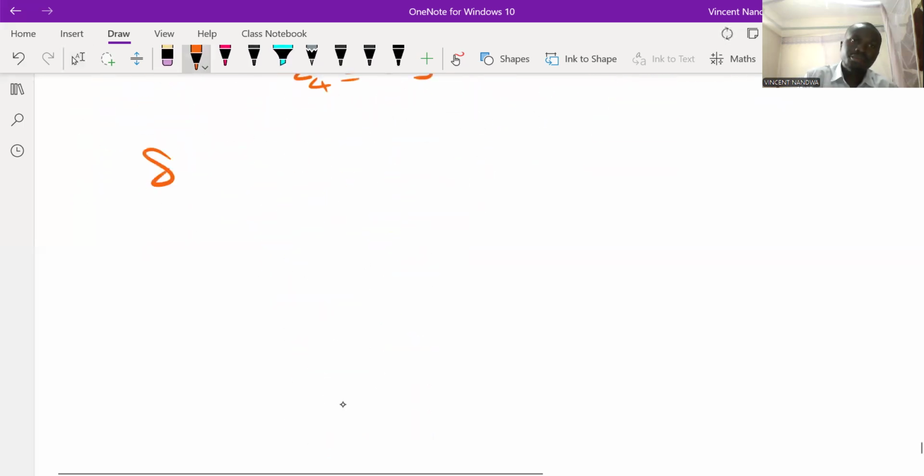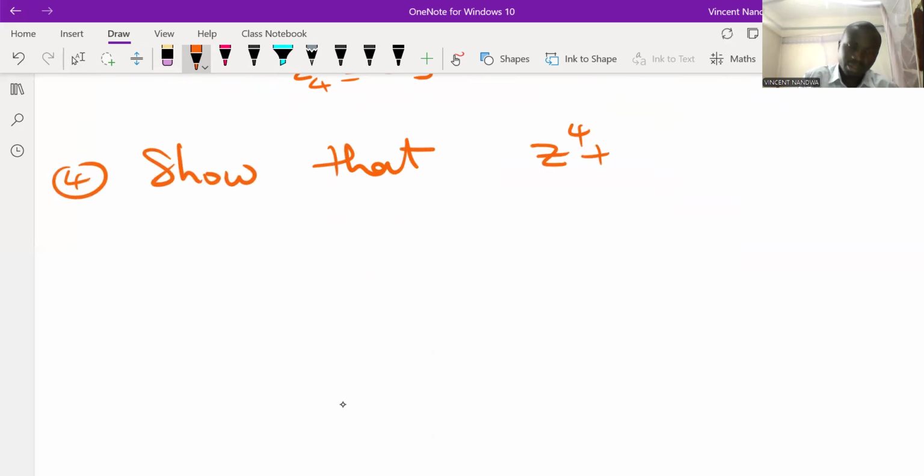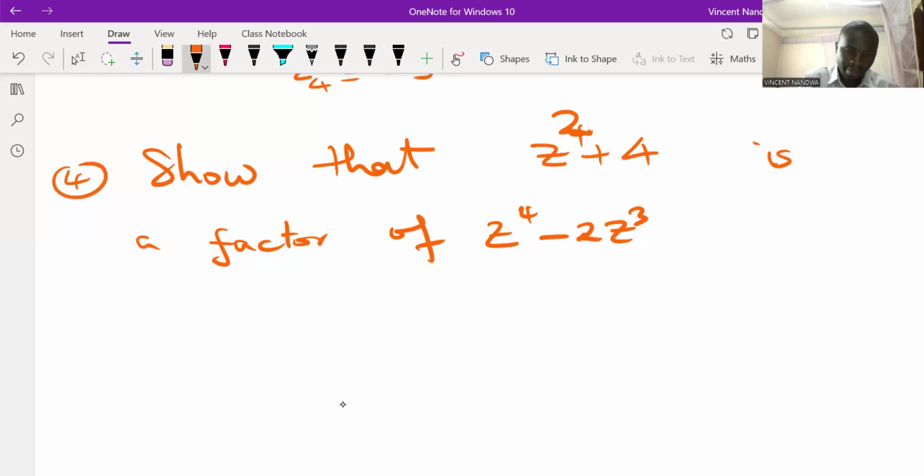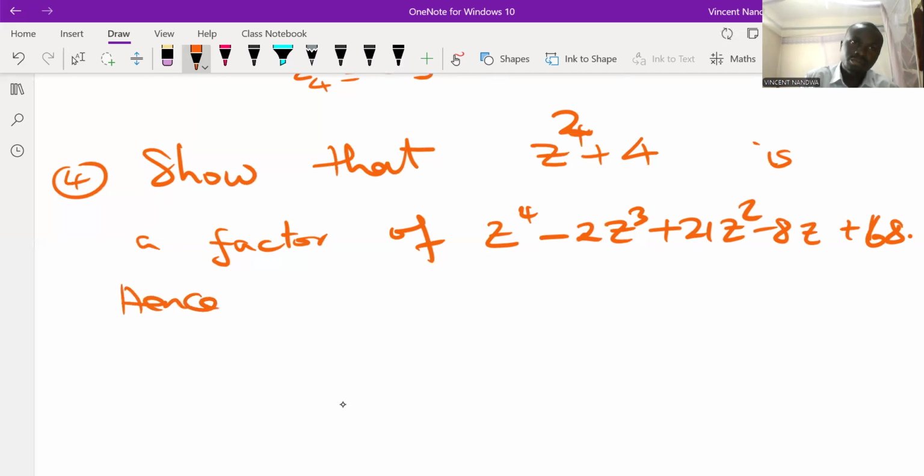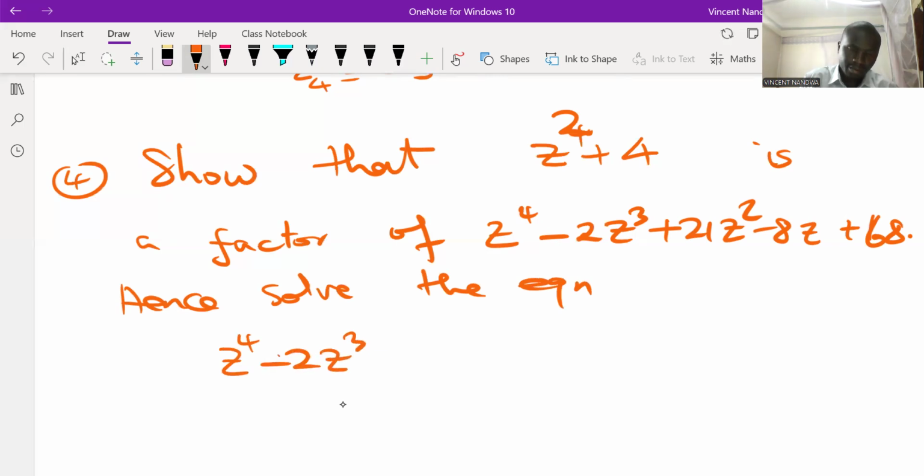So lastly, show that z power 4 plus z power 2 plus 4 is a factor of z power 4 minus 2z power 3 plus 21z squared minus 8z plus 68. Hence solve the equation z power 4 minus 2z power 3 plus 21z power 2 minus 8z plus 68 equals to 0.